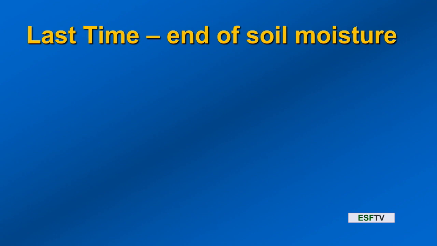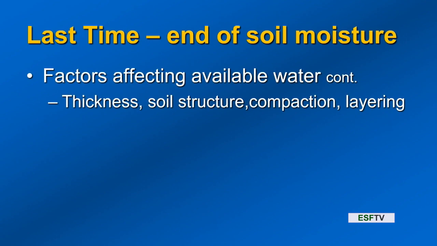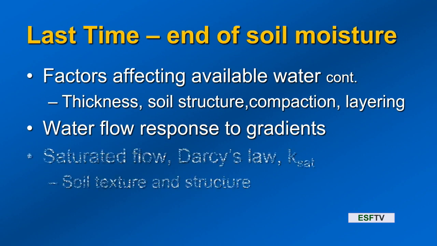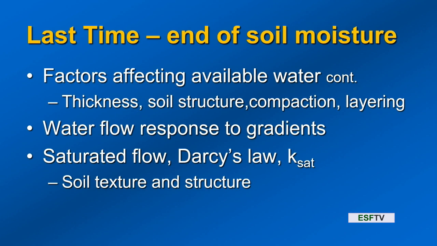So last time, where are we at? We are getting toward the end of soil moisture. We have some to wrap up today. We talked about the factors affecting available water: thickness, soil structure, compaction, and layering. And we talked about water flow, its response to gradients, and we went through all the different gradients from free energy up to thin and thick films. And we talked about saturated flow. We illustrated Darcy's law and identified the piece of that, saturated hydraulic conductivity, or KSAT, and we related that to soil texture and structure.